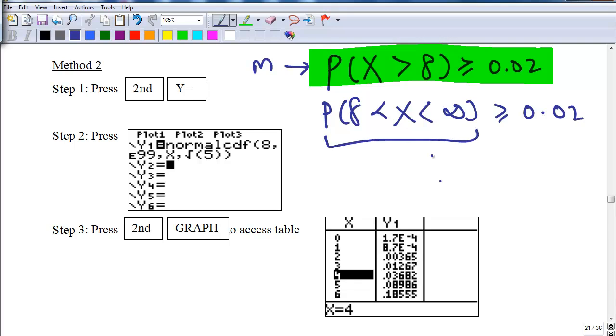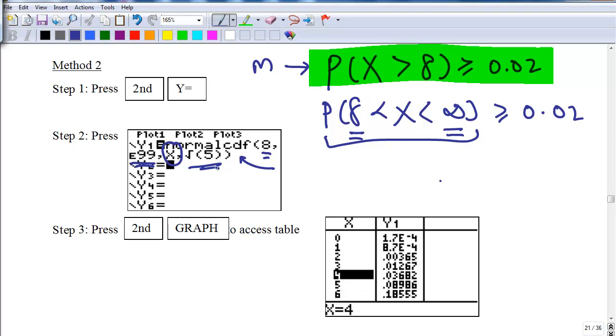Now this piece here is your norm CDF. So if you key this into your GC, what do I mean? You go to your Y and then you key in your norm CDF inside. The lower limit is 8, the upper limit is infinity. Can you see that? Lower limit 8, upper limit infinity. Then in place of my mean, I use X. I know that the variance is 5, so the sigma is √5. So I key this into my Y1.